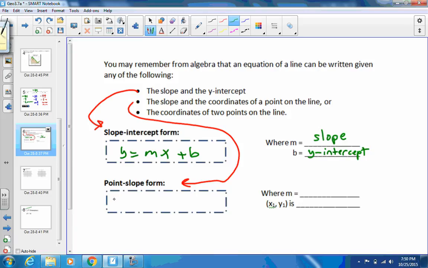Point-slope form: y minus y1 equals m times x minus x1. The only things you'd have numbers for there would be the slope, which is m again, and then the x1 and y1. That would be the point on the line, so that's any point on the line.